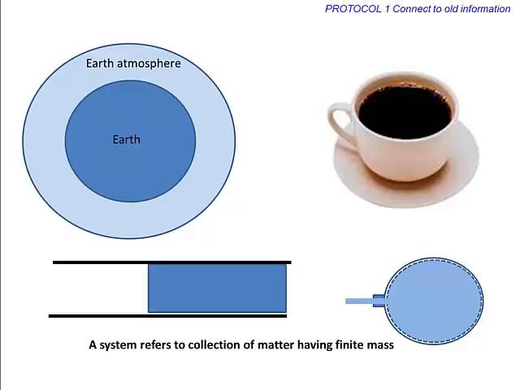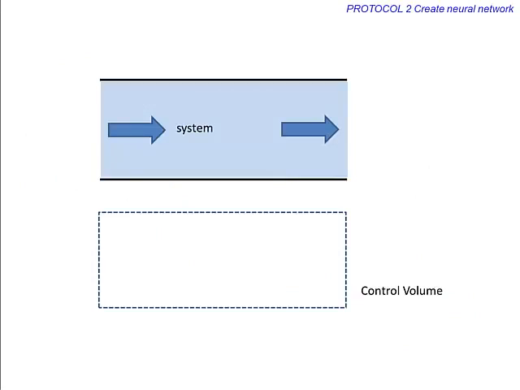On the other hand, a control volume refers to a volume in space through which fluid may flow. The volume is purely a geometrical entity and it is independent of mass. For example, consider a finite quantity of water flowing through a pipe. As we discussed earlier, flowing water is a system.